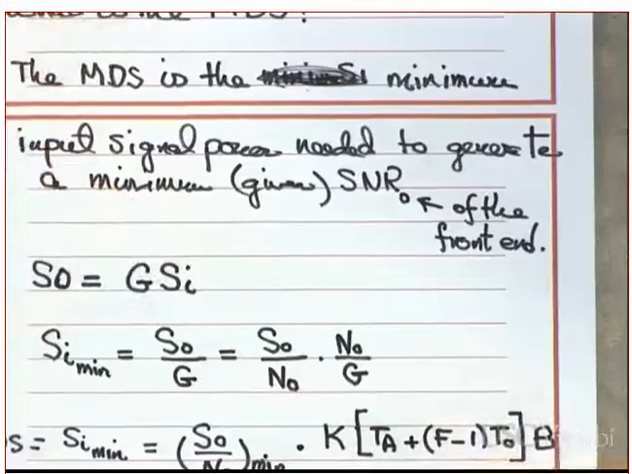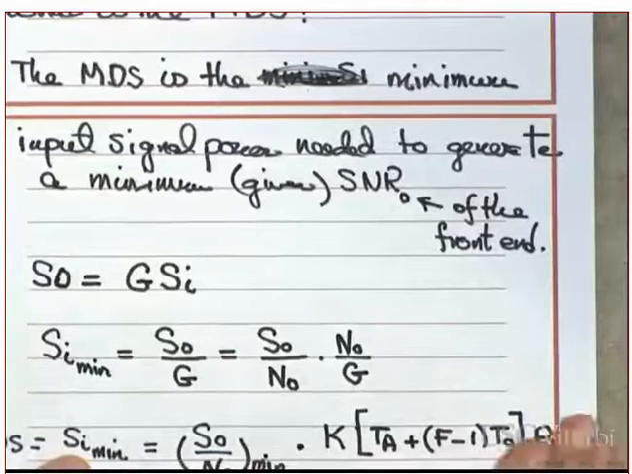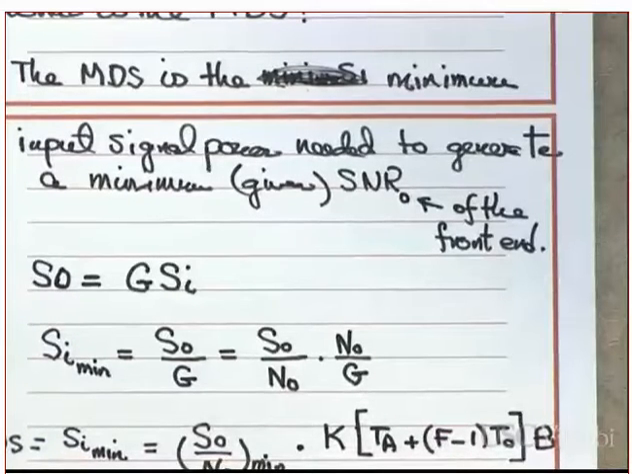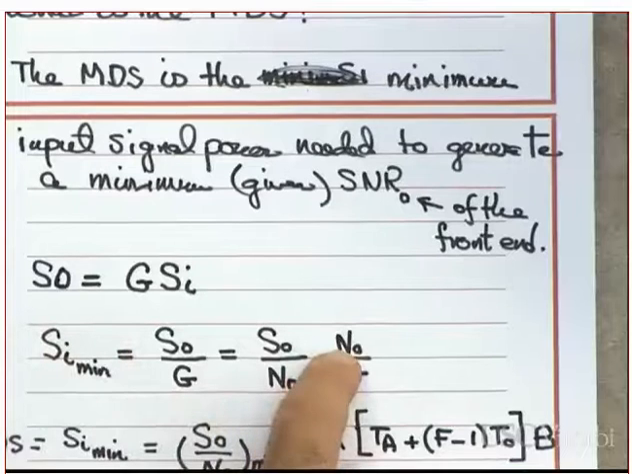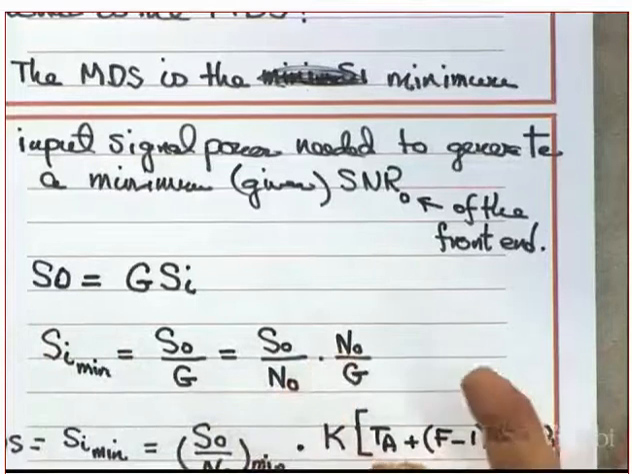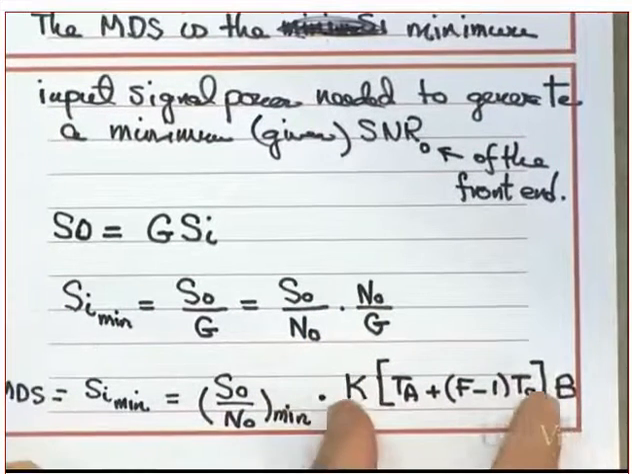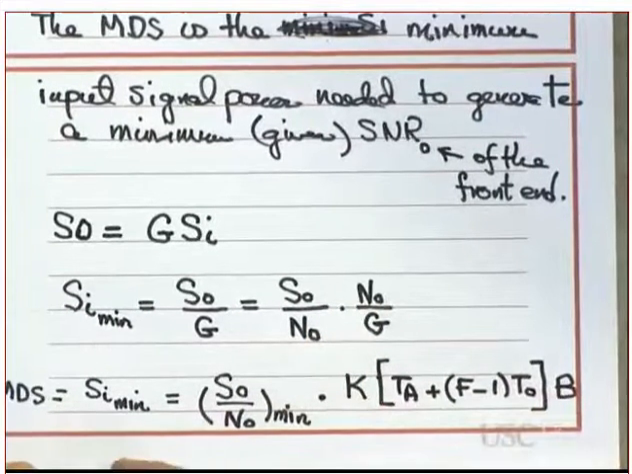Did you get this or not? Not divided by G. Not divided by G. The G will cancel. Yes or no? Because this noise is the output noise power. It's not the input noise power, whereas this one is the input noise power. Did you get this or not?